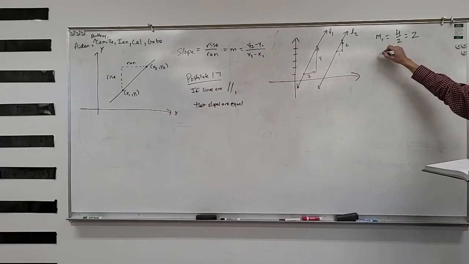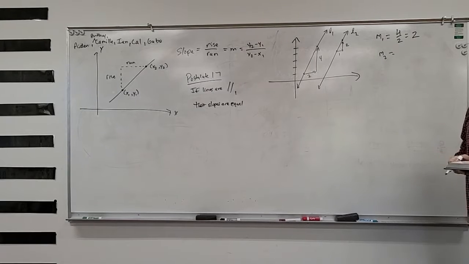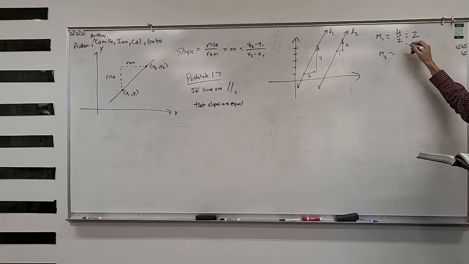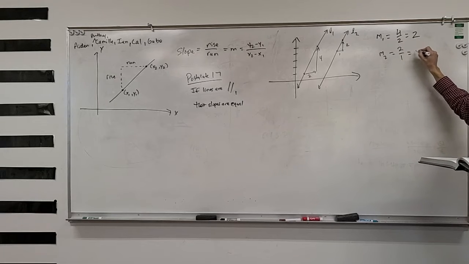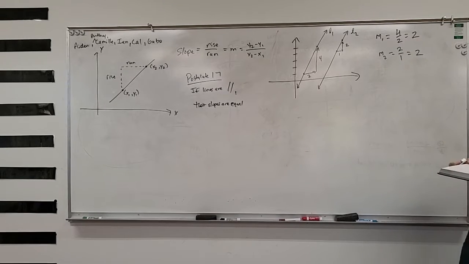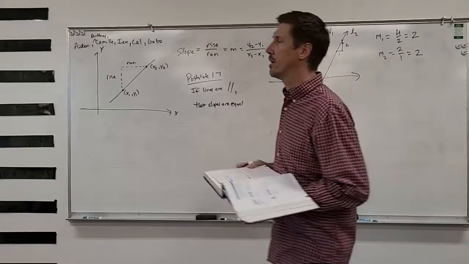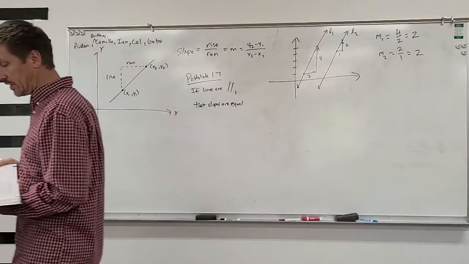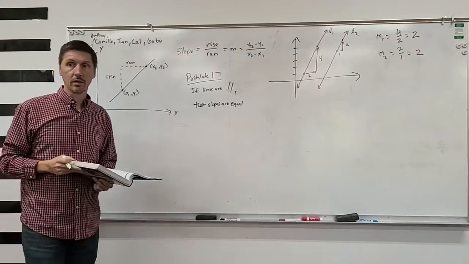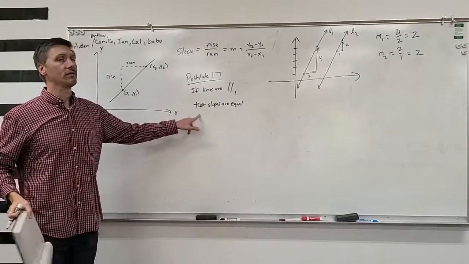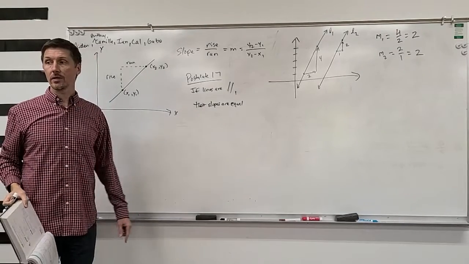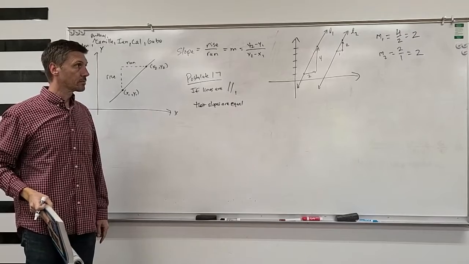What about line 2? Someone else? It is 2 over 1, which is also 2. So the slopes are the same. So the second part of our question here is, are these two lines parallel to one another? And they are, because of postulate 17. If the slopes are equal, then the lines are parallel. Okay?